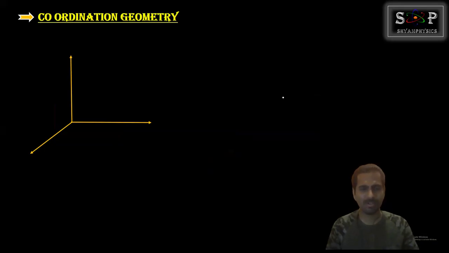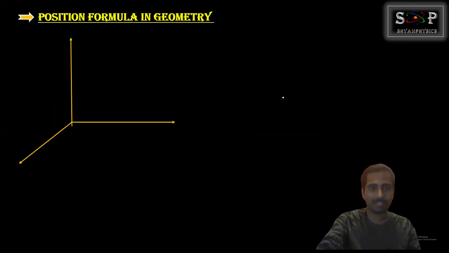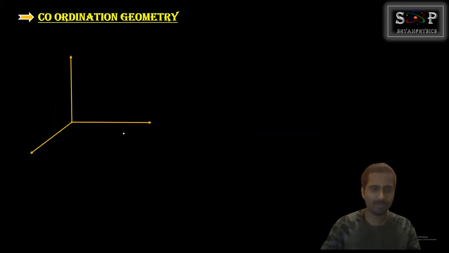Next, we'll go with coordinate geometry. Here we'll solve for the position of any object from the origin. We'll calculate the distance. Okay? Position formula, its distance. No problem. We'll go one by one.